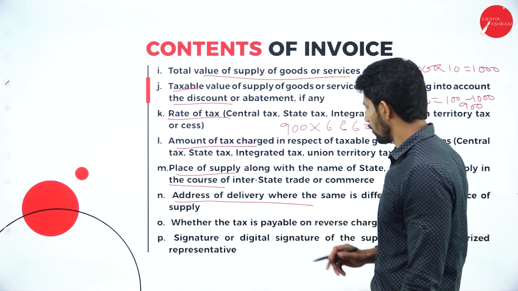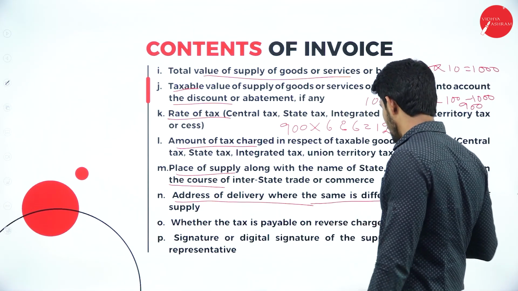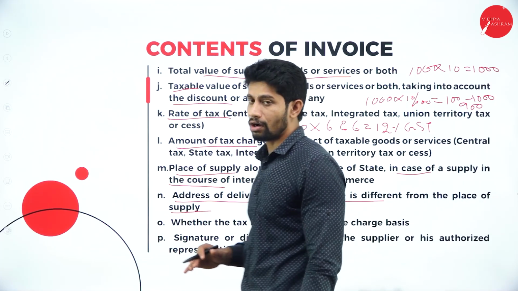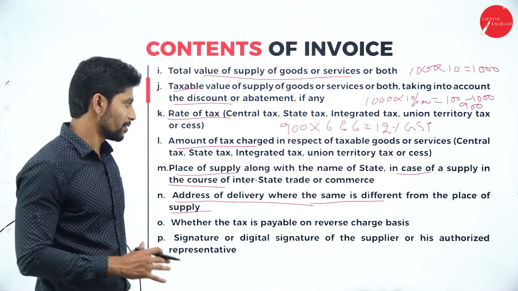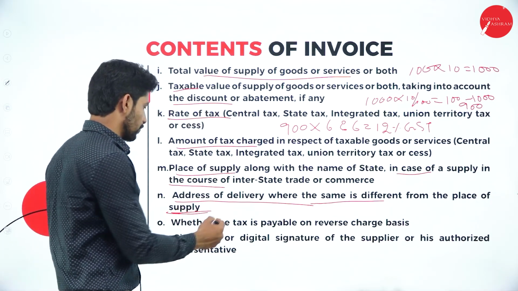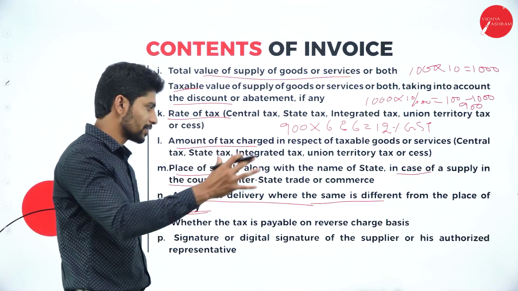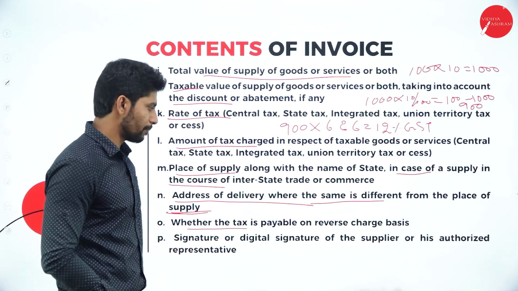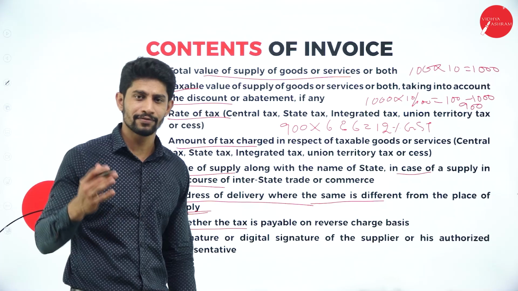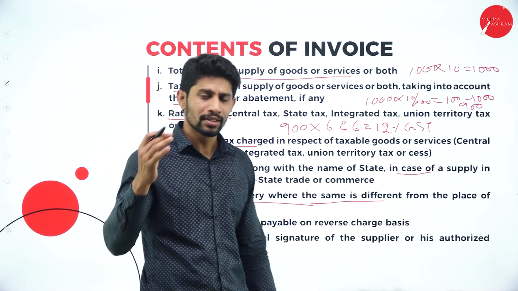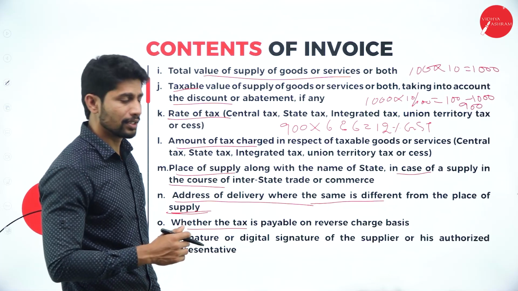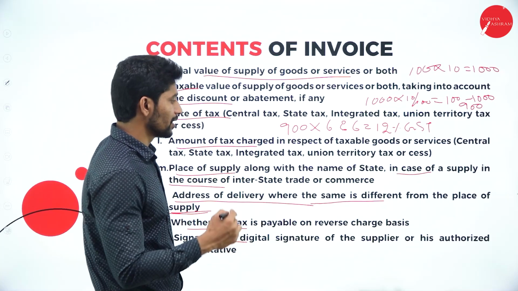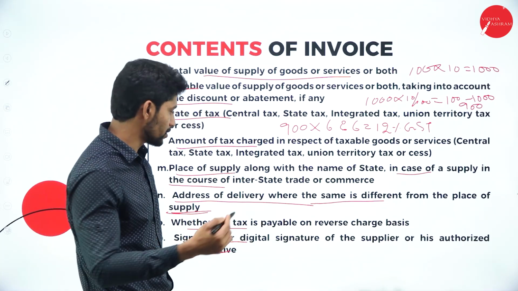And the address of delivery, where the same is different from the place of supply. So if the address of delivery is different from the place of supply, then the address of delivery will be mentioned. Next, whether the tax is payable on reverse charge basis. In case the tax is payable on reverse charge basis, that is also supposed to be mentioned in the tax invoice. Next, the signature or digital signature of the supplier or his authorized representative.